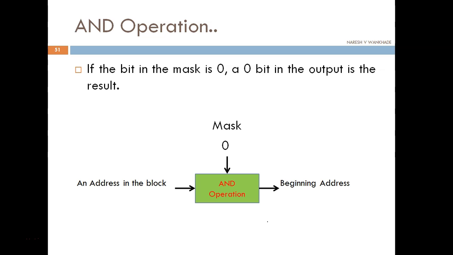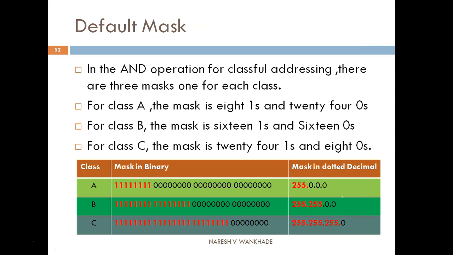And if the bit in the mask is 0, a 0 bit in the output is the result. Mask is 0 and address in the block, let's say address is X, in that case you get the 0 as the beginning address, that is network address. Let's say default mask related to 3 classes. In this AND operation for classful addressing, there are 3 masks, one for each class.